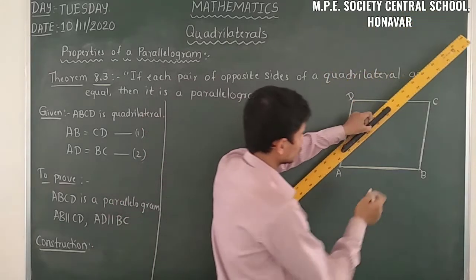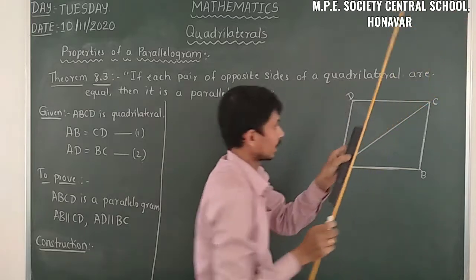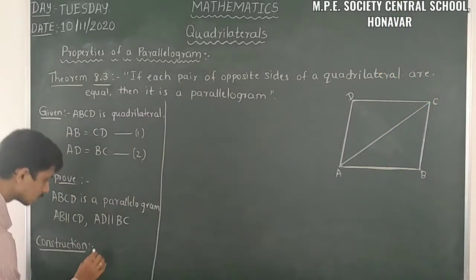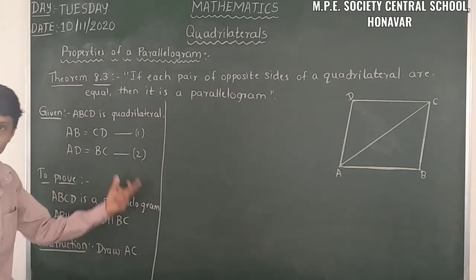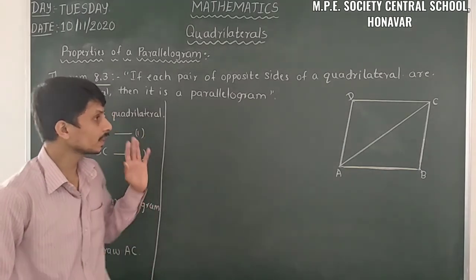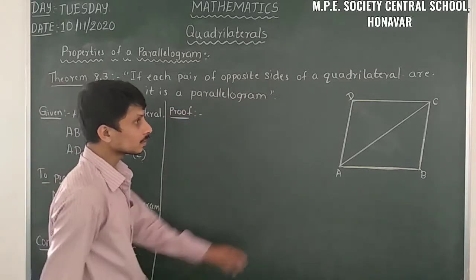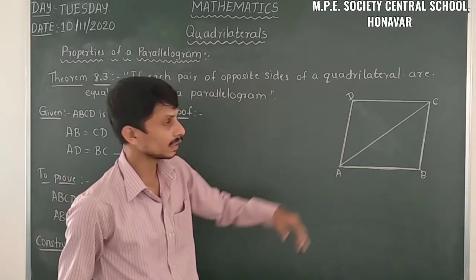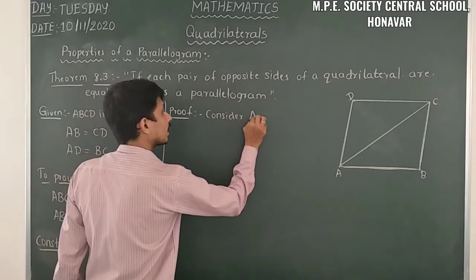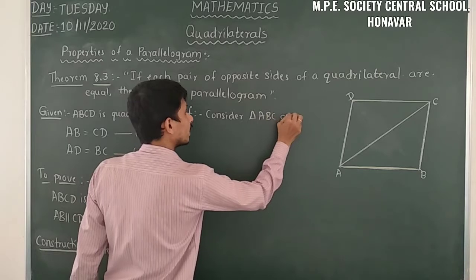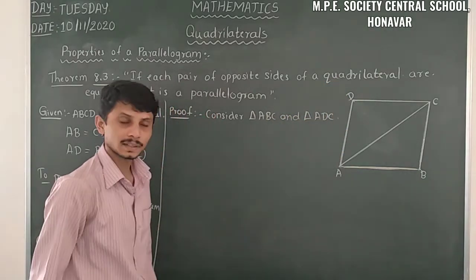Let us draw AC. Here it is. I will draw the AC diagonal here. So in construction, draw AC or join AC. You can write anything. Then we have to prove. I will consider those two triangles ADC and ABC. So consider triangle ABC and triangle ADC.